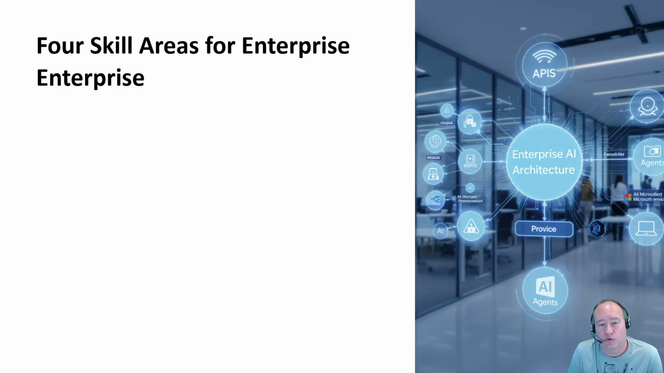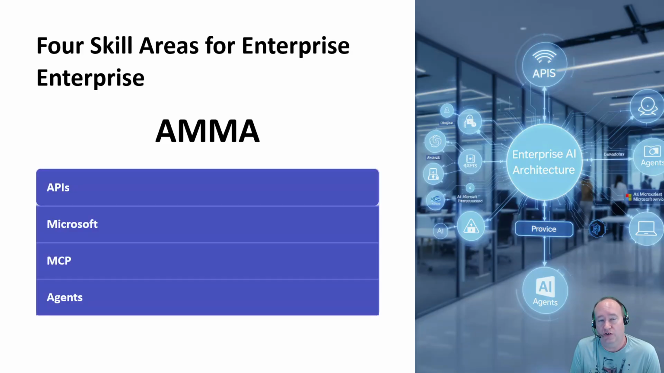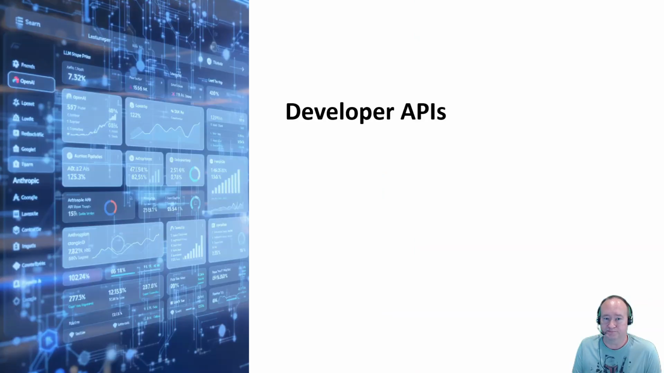Now this brings us into our third pillar. Let's take a look at the core skills you need to master to drive value in enterprise today. I broke this down as MMAA, and we're going to dive into each of these in a little more detail, but for now, this is what they stand for. First A stands for APIs, M stands for Microsoft, next M stands for MCP, and the last A is going to stand for agents. Now let's dive into each of these.